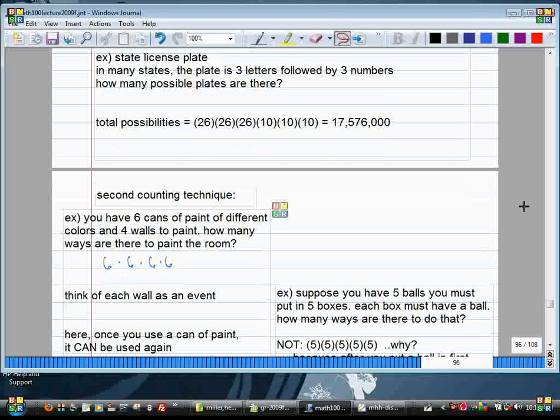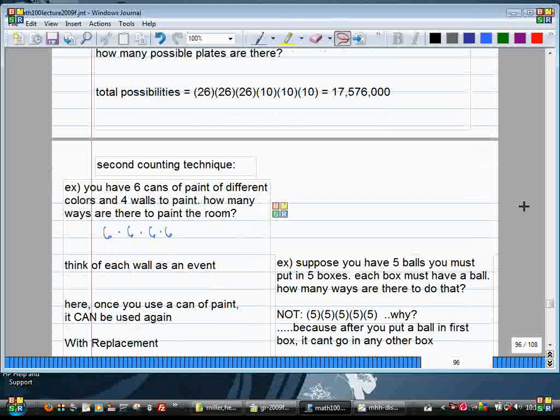So first of all, again, it's not 5 times 5, because then you're just taking numbers and multiplying without understanding what you're counting. That's the first thing. The second thing is it's not 5, 5, 5, 5, 5 for the reason we just discussed. Once you put a ball in a box, that box is no longer available, so now you have 1 fewer choices.